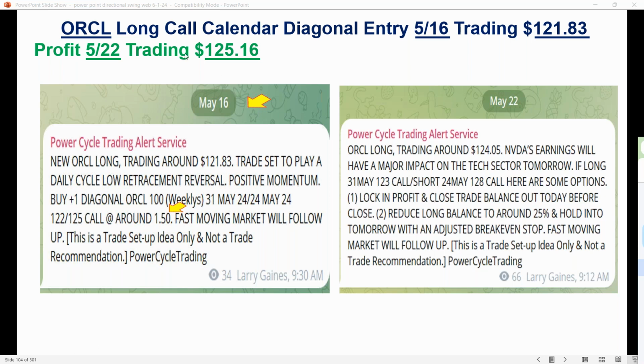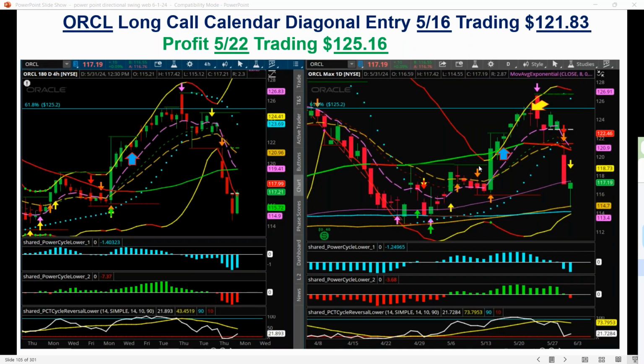All right, so here's another one. Here's Oracle that we did back on the 16th. And again, here's just the trade setup. We were looking at Oracle. Here was the breakout right there. You can see our momentum. It was breaking that 50.